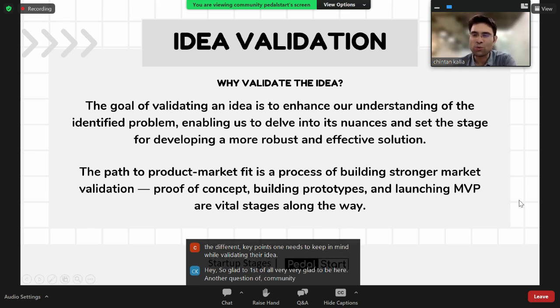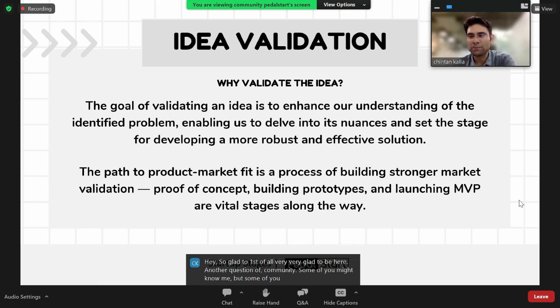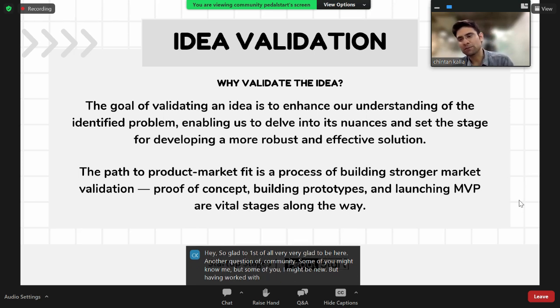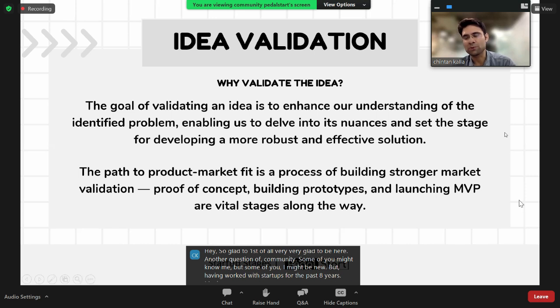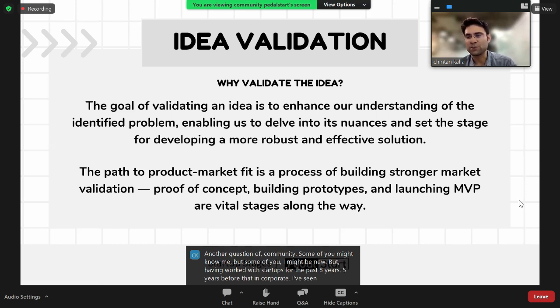Some of you might know me, for some of you, I might be new. But having worked with startups for the past 8 years, and 5 years before that in corporate, I've seen the zero to one journey of a lot of startups, and at PedalStart, I would have interacted with 300 plus startups over the last 7 months. So being able to understand exactly how that journey encompasses, with the idea first coming into your mind, and then how the journey goes on from there, is a very interesting thing.